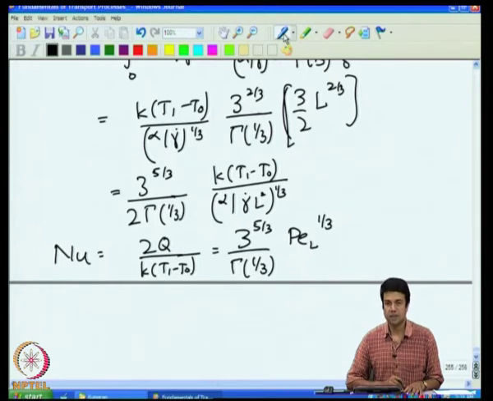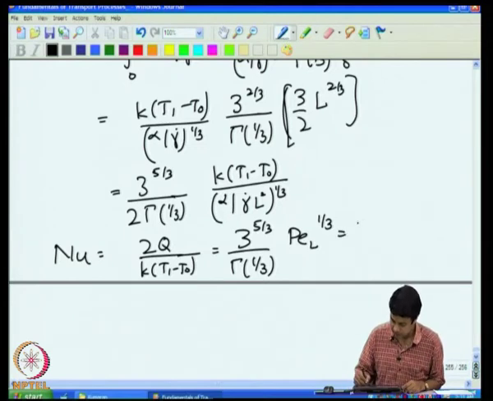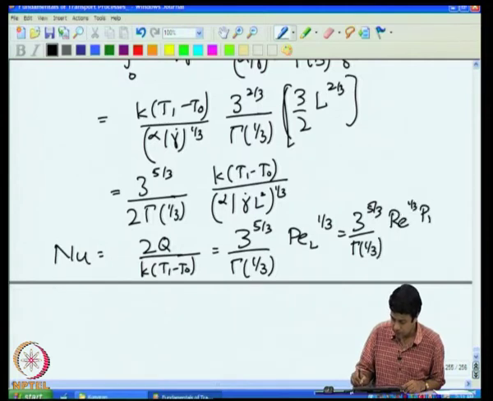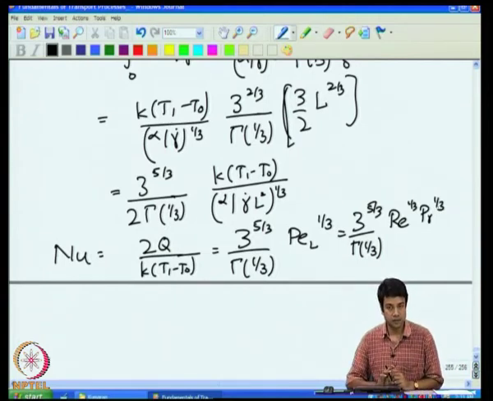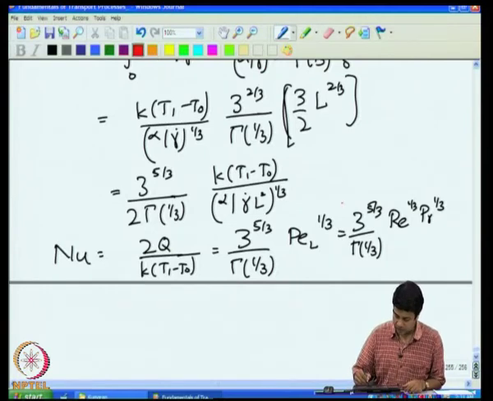When I discussed this initially, when we looked at correlations for different situations, I told you that the Nusselt number goes as Peclet number to the 1/3 power. This is basically 3 power 5/3 by gamma of 1/3 Re to the 1/3 Prandtl number to the 1/3, because Peclet number is the product of the Reynolds number and the Prandtl number. So, this is the correlation for the heat transfer from a flat plate. Okay.